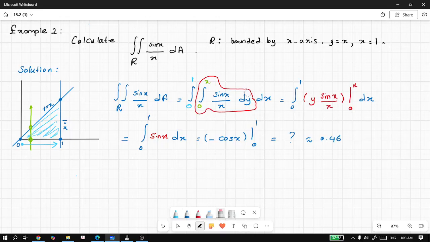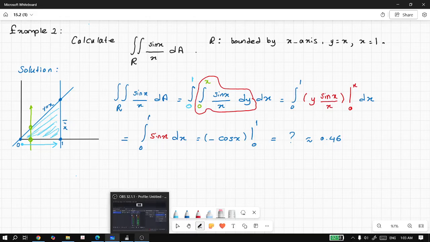Of course, solving this integration with respect to dx dy, if we change the order of integration, we run into a problem that sine x over x cannot be solved easily when the order of integration is dx dy. So that is all about example 2. We will be moving to example 3.